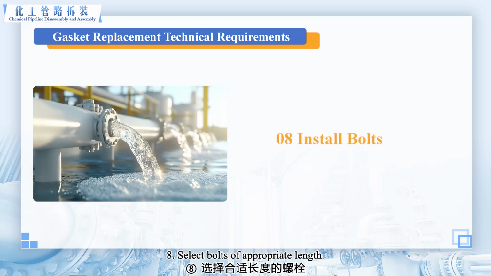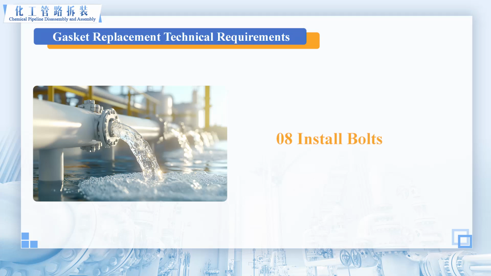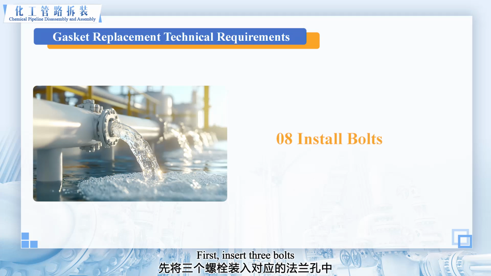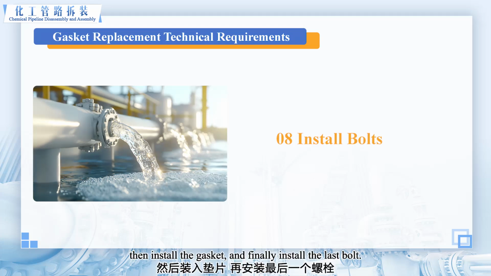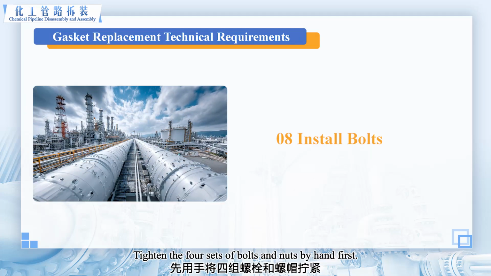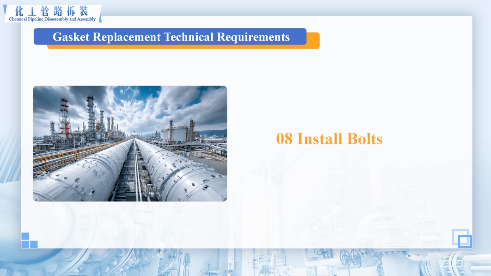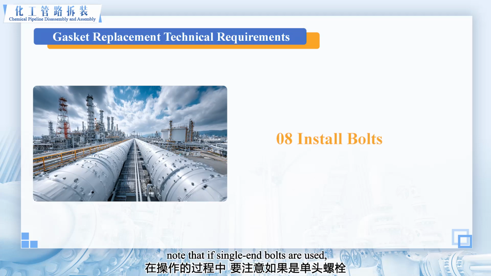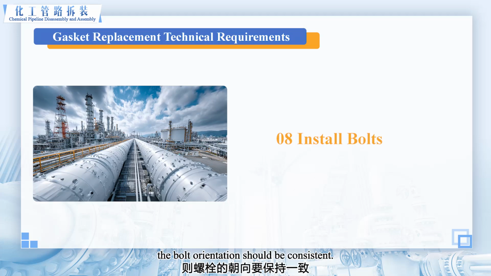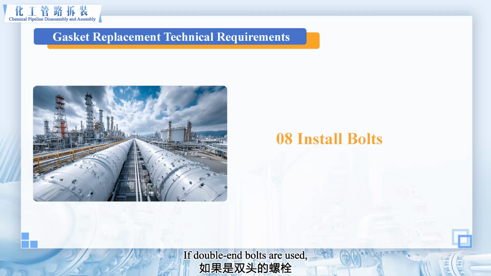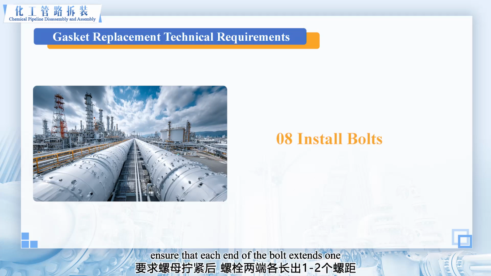Eighth, select bolts of appropriate length. First, insert 3 bolts into the corresponding flange holes. Then install the gasket and finally install the last bolt. Tighten the 4 sets of bolts and nuts by hand first. During the operation, note that if single-end bolts are used, the bolt orientation should be consistent. If double-end bolts are used, ensure that each end of the bolt extends 1 to 2 pitches after the nut is tightened.